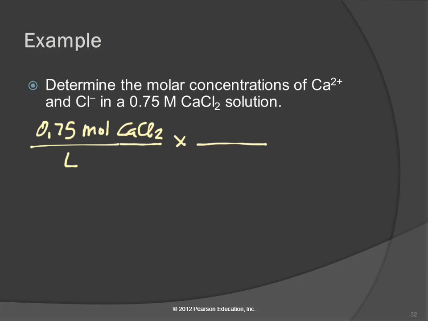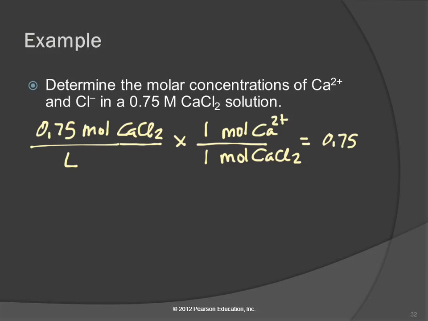If we want to know the number of moles of calcium ion per liter, then we're going to have to consider how many moles of calcium ions there are for every mole of calcium chloride. And this doesn't require an equation. You look at the chemical formula. CaCl2, there's 1 calcium. So there's 1 calcium for every 1 mole, and this ends up being the same.